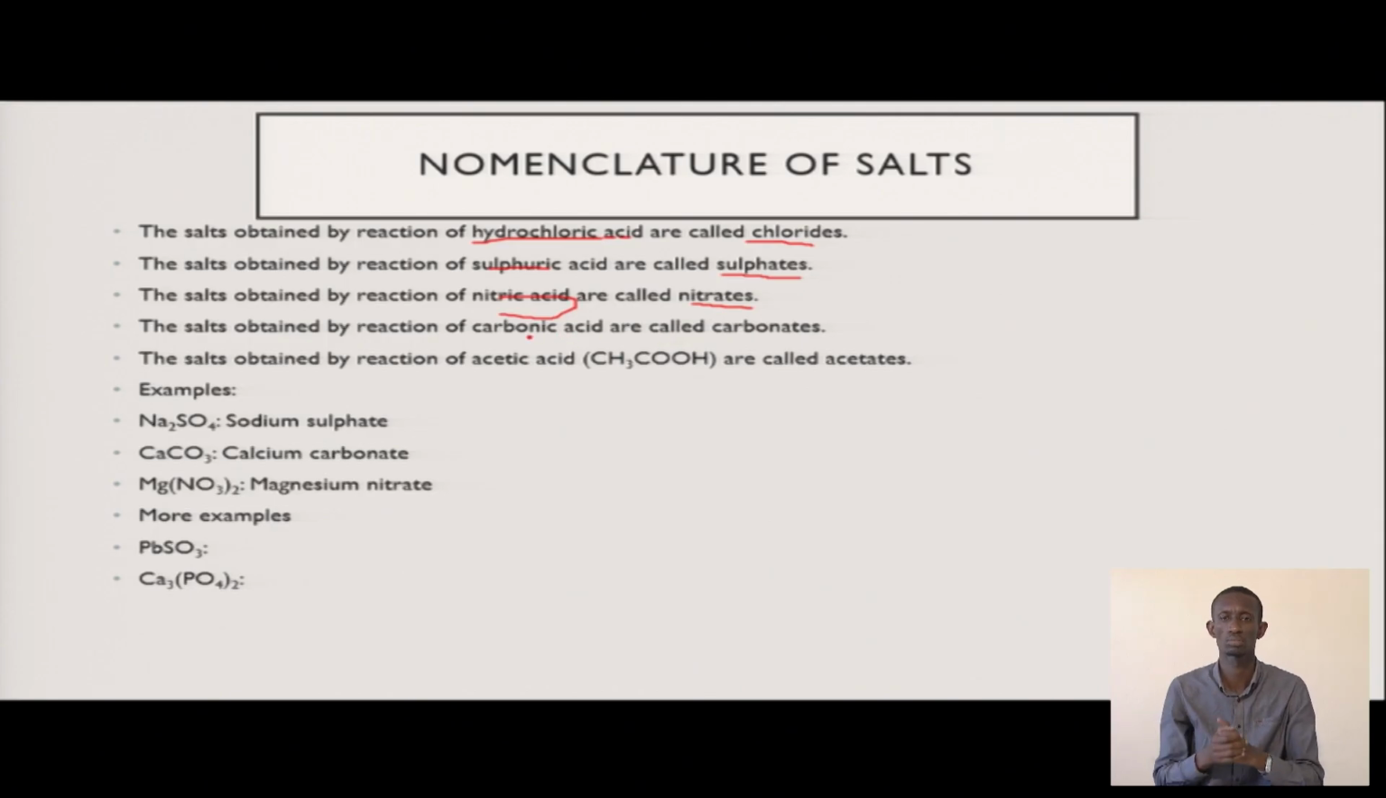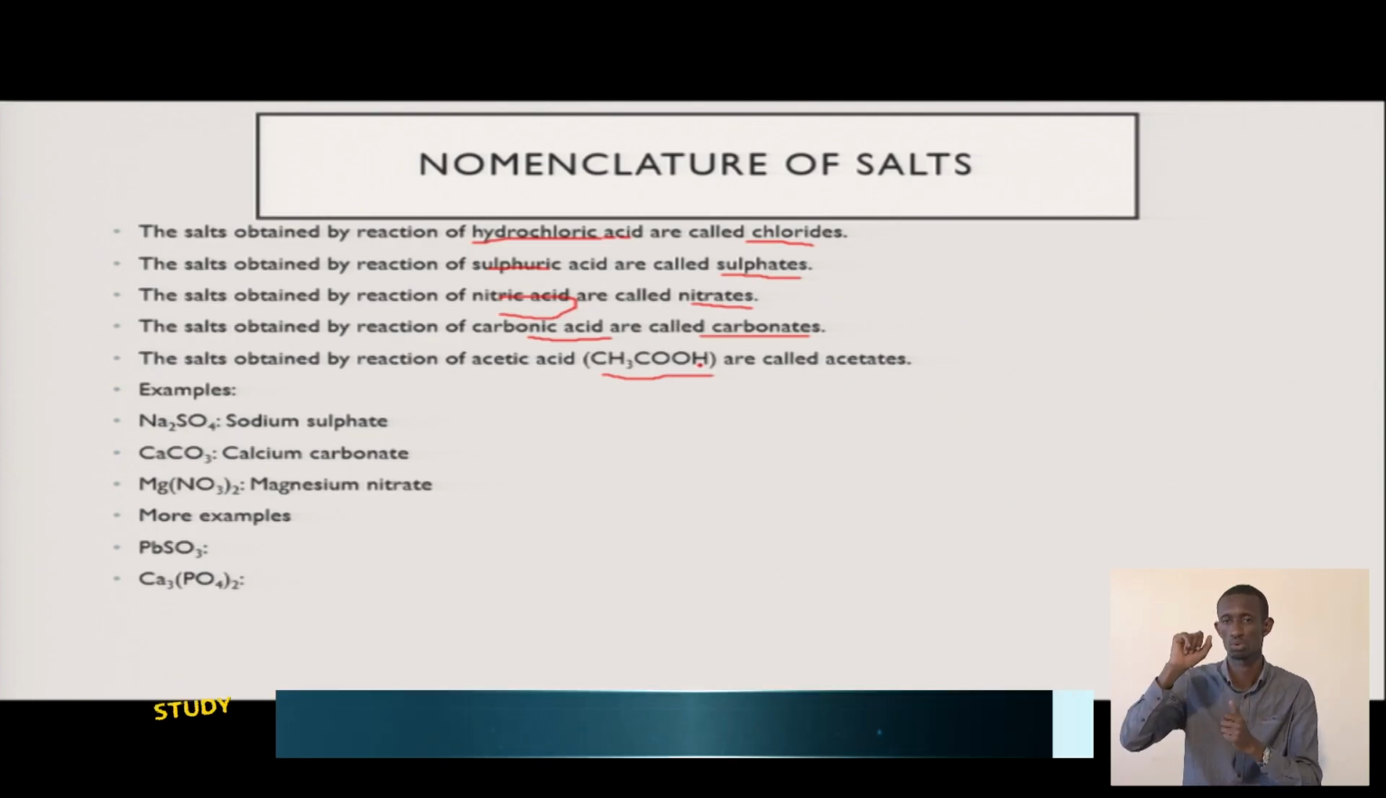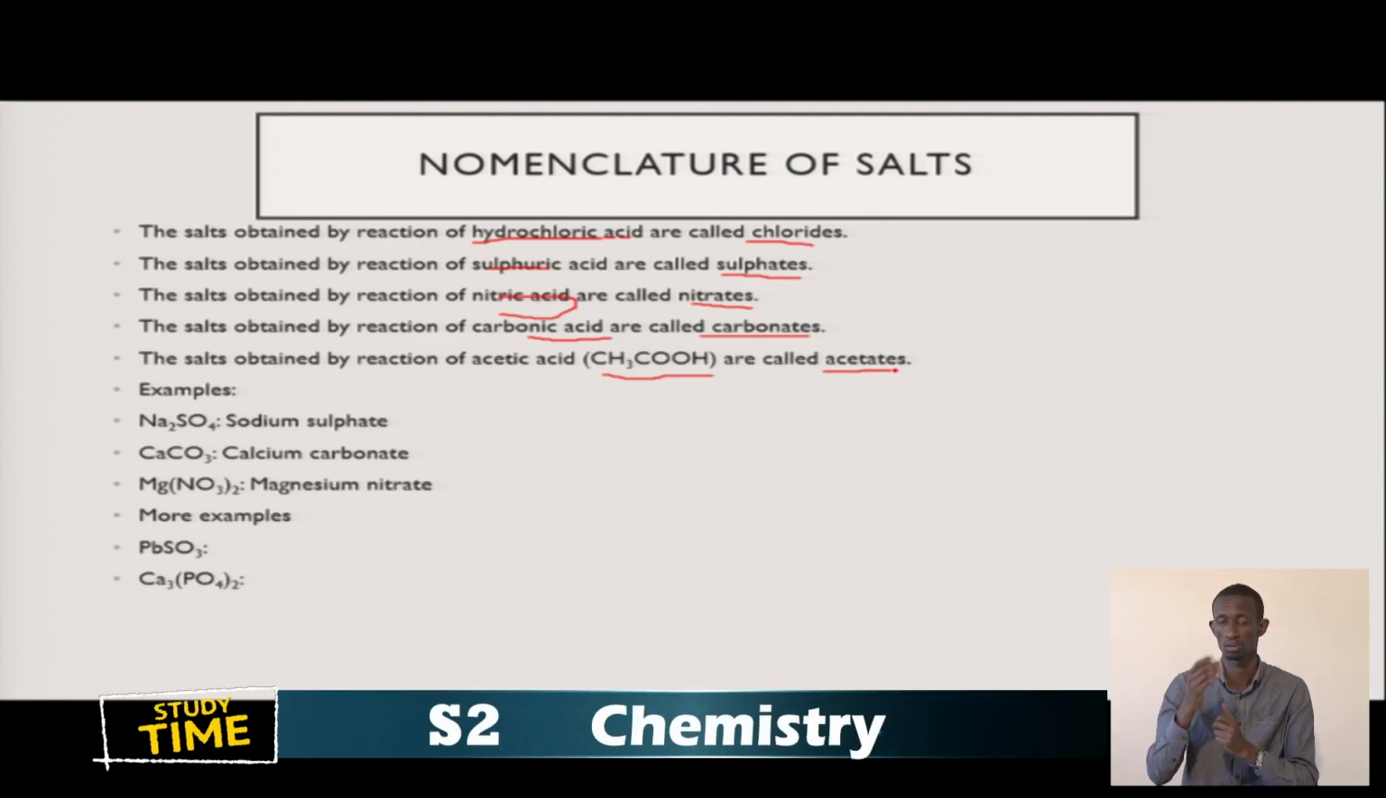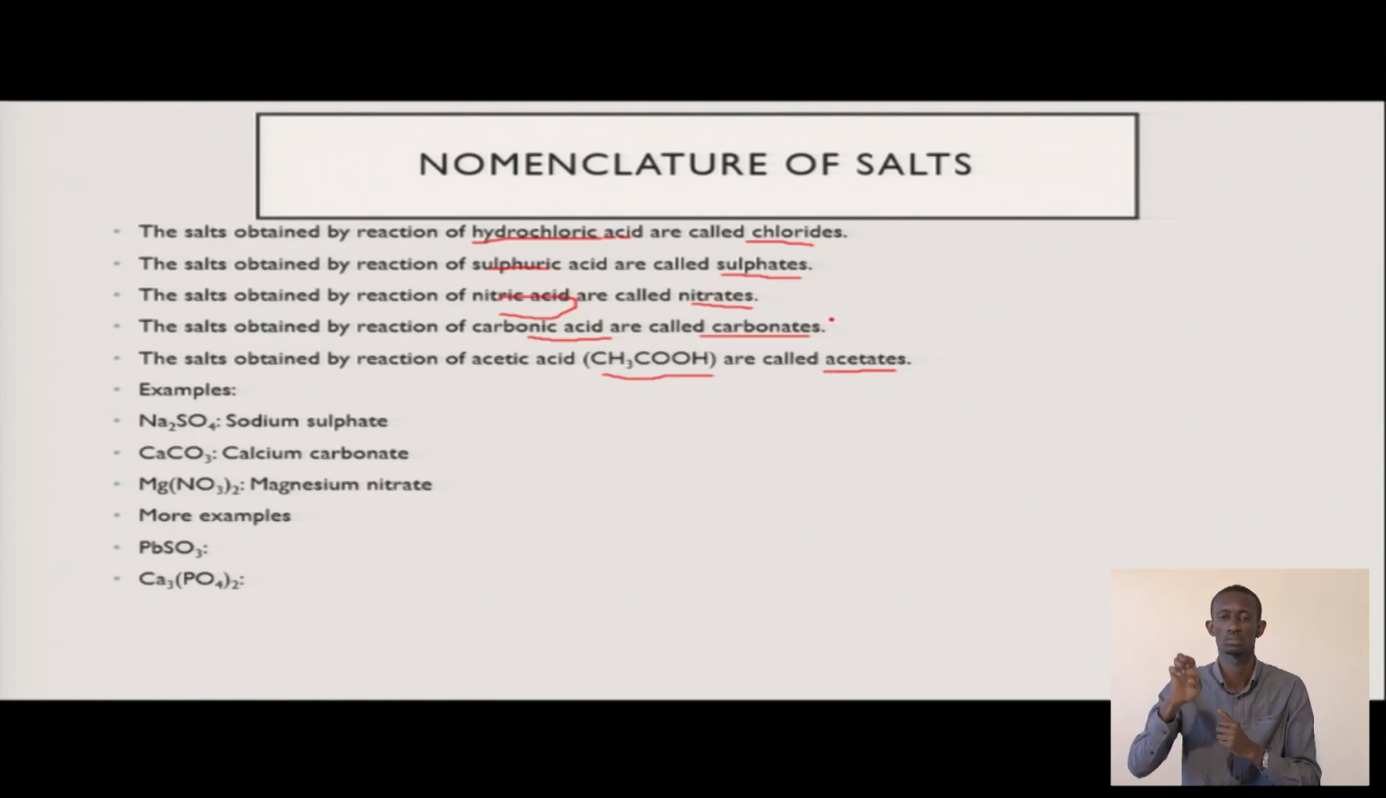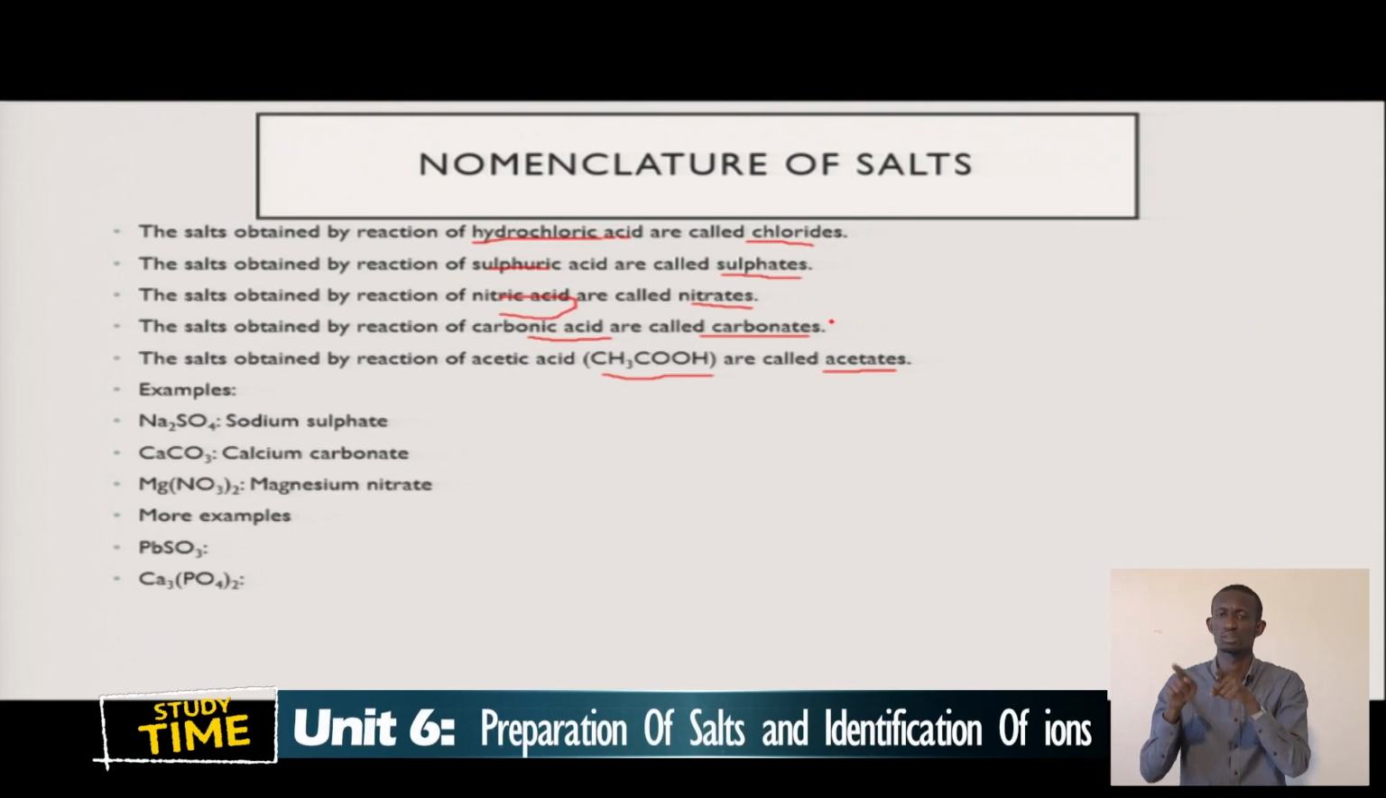And if you use carbonic acid, containing the carbonate ion, you will produce carbonates. If you use acetic acid, which is an example of an organic acid, in that case you produce salts called acetates. We have more examples. If you use an acid containing iodide ions, you produce iodides. Bromide ions, you produce bromides. Phosphate, you produce phosphates, and so on.